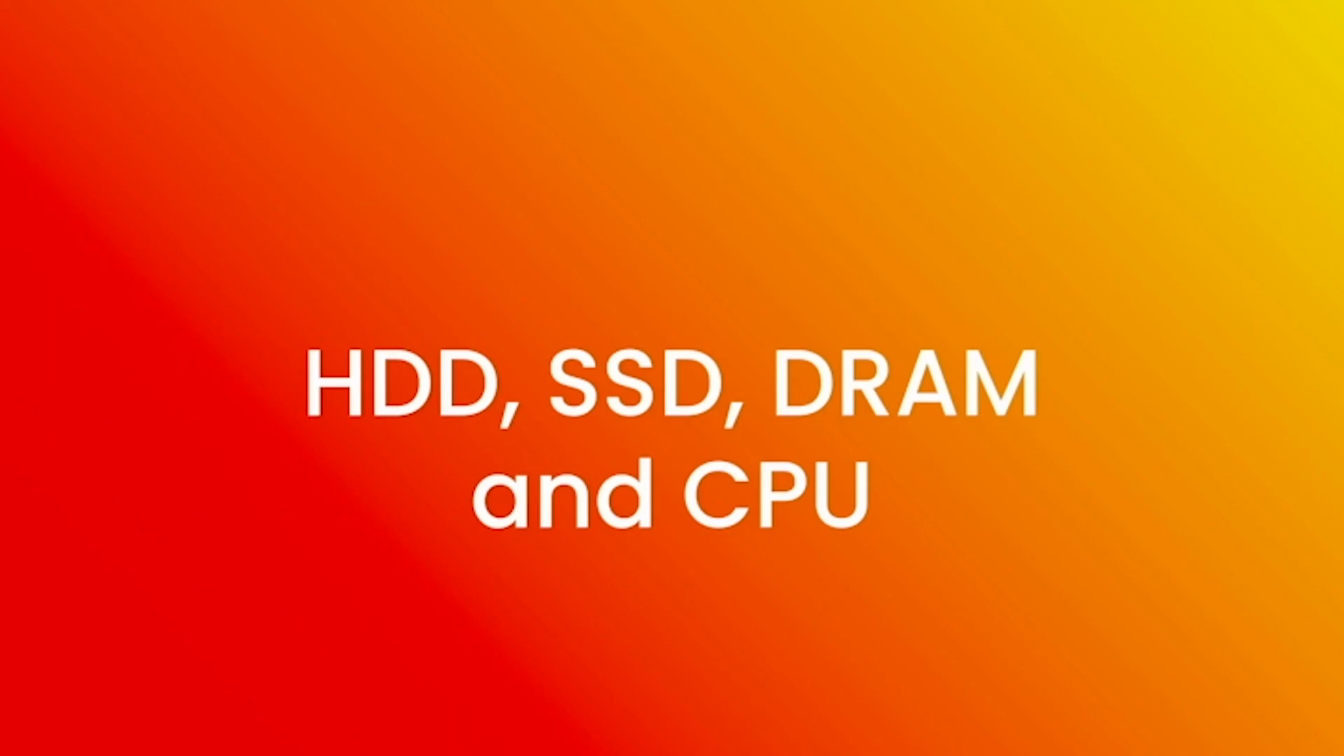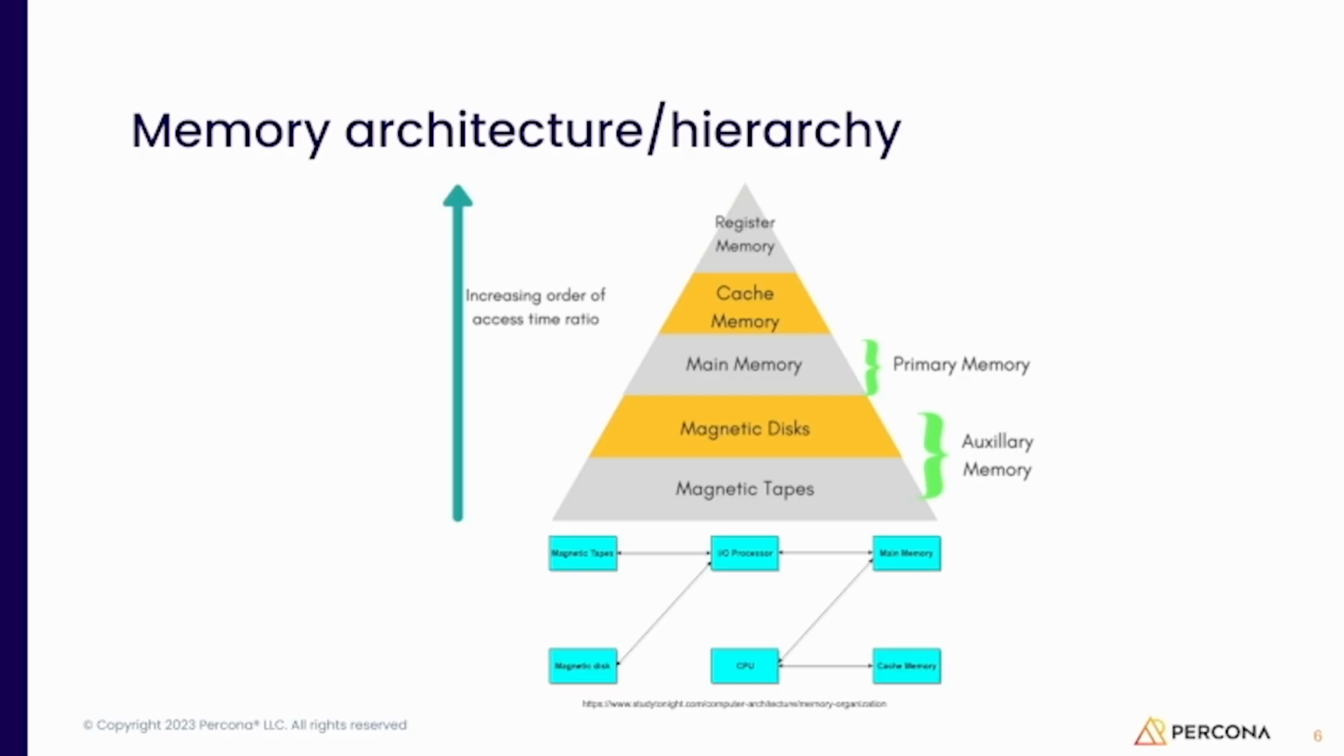And we're going to start with SSD, DRAM, and CPU. So this is a nice picture from Google that shows the hierarchy on how memory is organized inside of a computer, right? Usually when we study computer science, this is one of the first things we should learn. And as you can see here, I still put magnetic tapes, right? Because they still exist. People still use them, especially for backups.